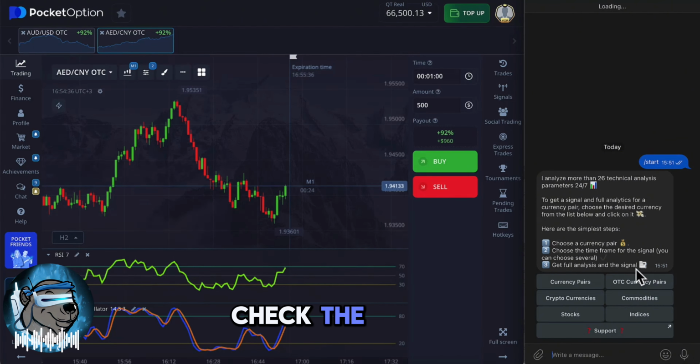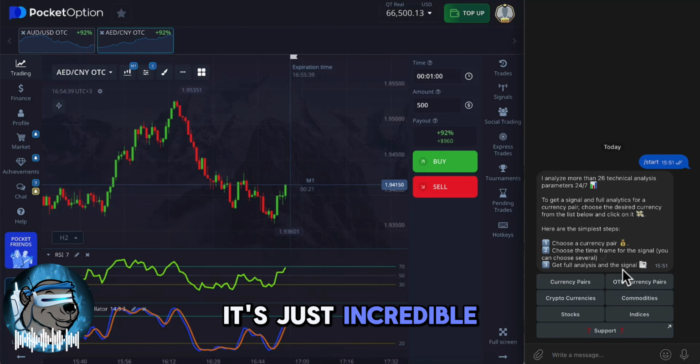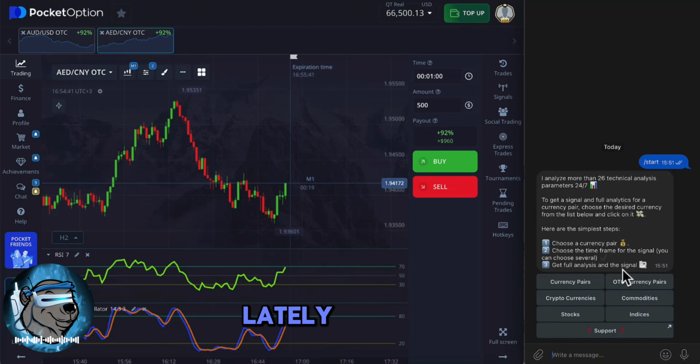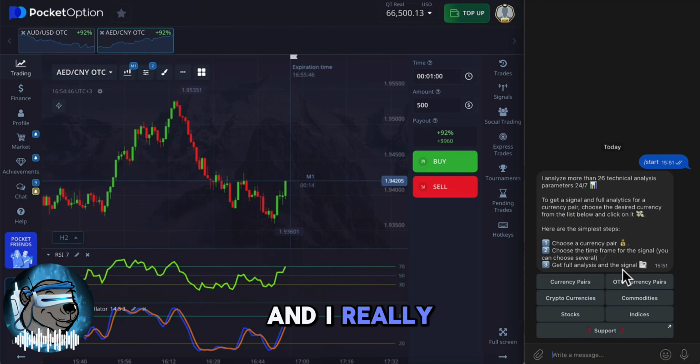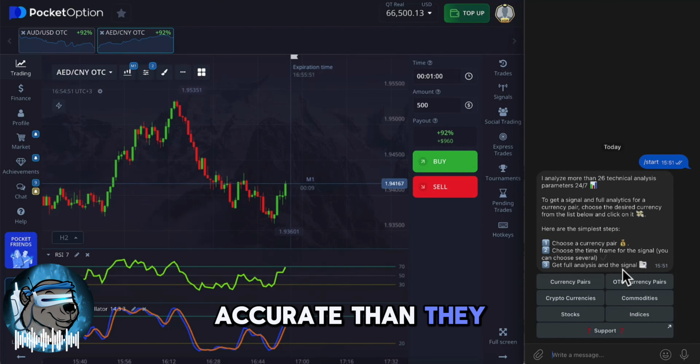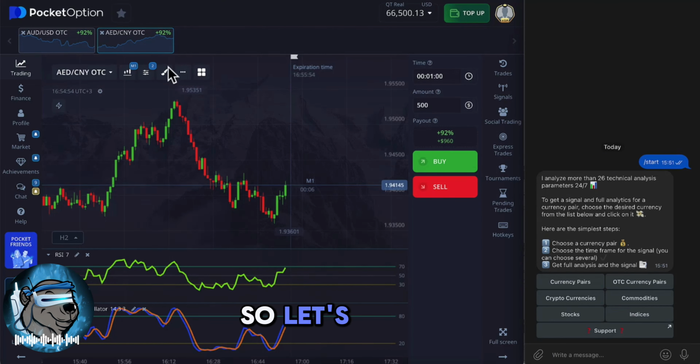So here we checked the precise signals. It's just incredible. I can tell you one thing, lately I've been trading quite often and consistently. And I really noticed the difference. The signals have become much more accurate than they were before. So let's choose the first asset.